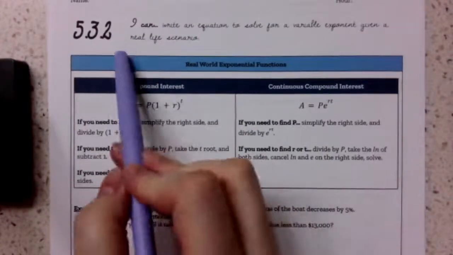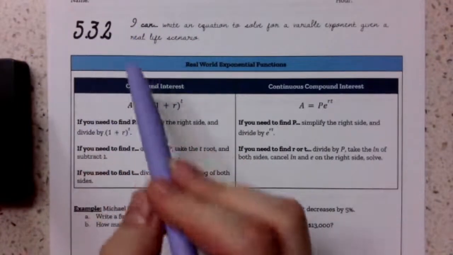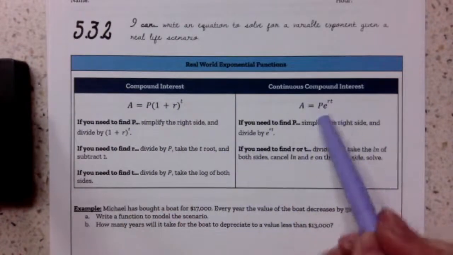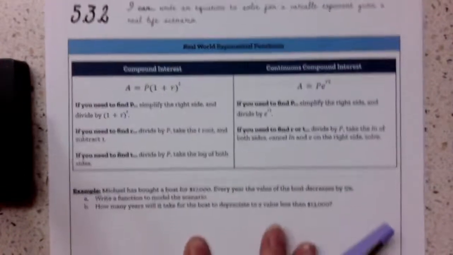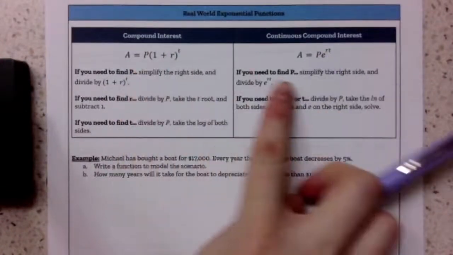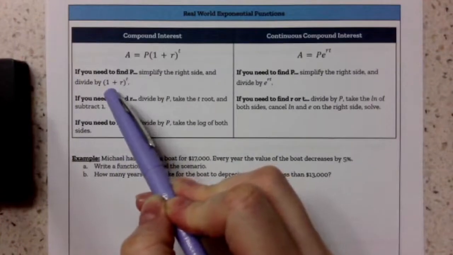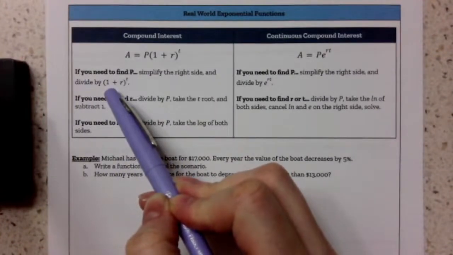Hello, in this video we're going to go through Learning Target 532, which is to use our interest formulas and to solve for a different variable besides the amount. So I just have this all written out for both of our formulas, like kind of the steps that you need to do if you're asked to find one of these amounts.